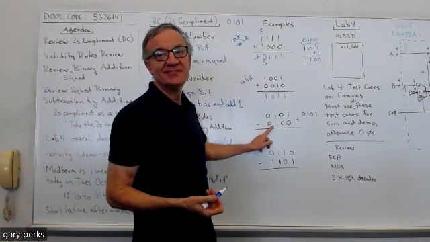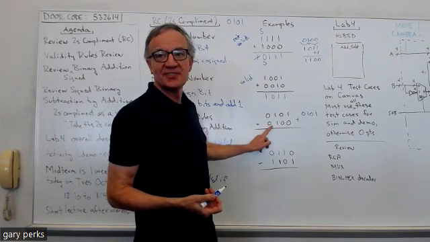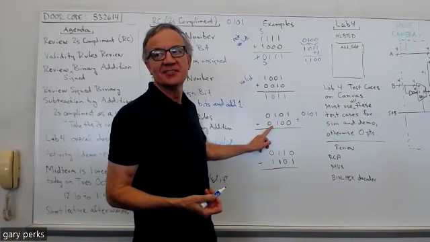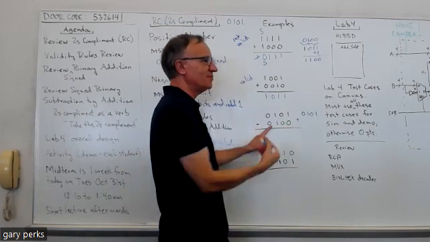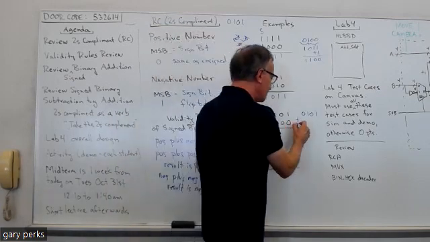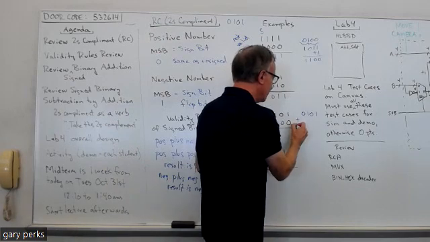What's the sign of 0, 1, 0, 0? Positive. What's the magnitude? 4, right? Because when it's positive, again, you just find the magnitude like an unsigned. So you see this is +4 base 10.